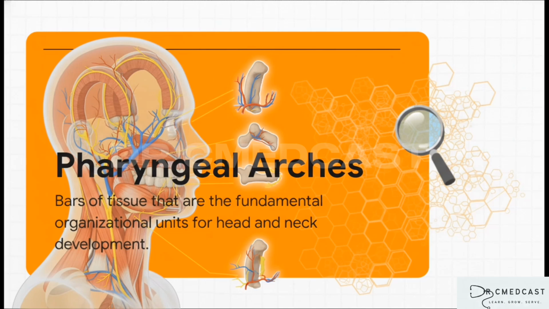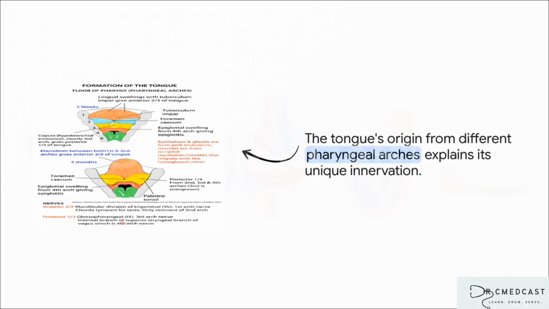Remember, these aren't just random blobs of tissue. They are the fundamental organizational units of the head and neck. Each one is pre-programmed to form very specific structures. And that's why knowing the arch of origin lets you predict its derivatives, especially its nerve supply. This principle is the key to cracking the tongue. This diagram is a fantastic map of the tongue's origins.